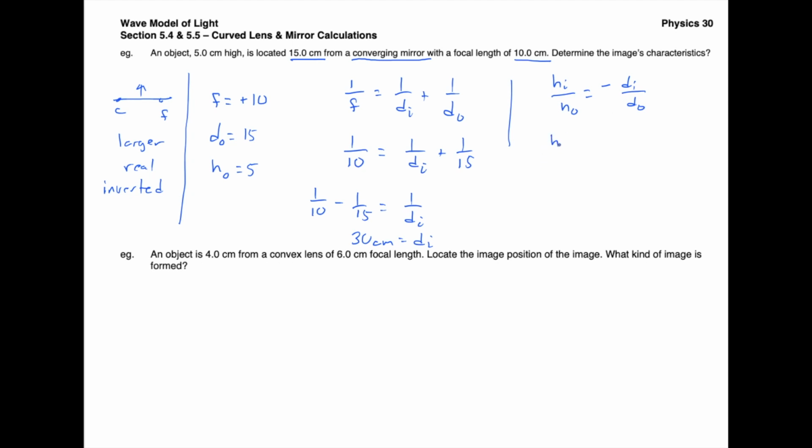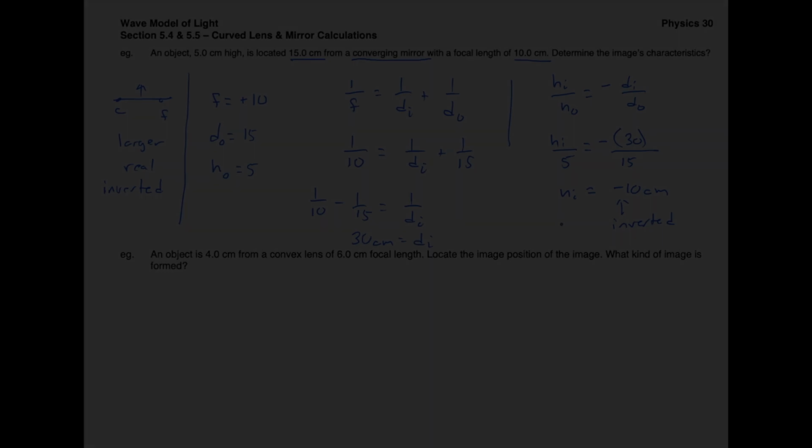And so I have HI over 5 equal to negative 30 centimeters over my object distance, which is 15. If I multiply those out, I end up with negative 10 centimeters for my height. And negative 10 means that it's going to be inverted. So remember that for the heights. And so we see that we have an image that's 30 centimeters away from the mirror, and then this inverted 10 centimeter height for our image.